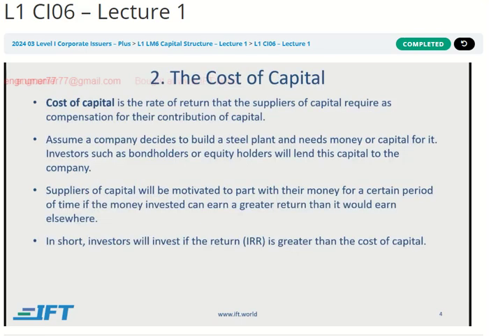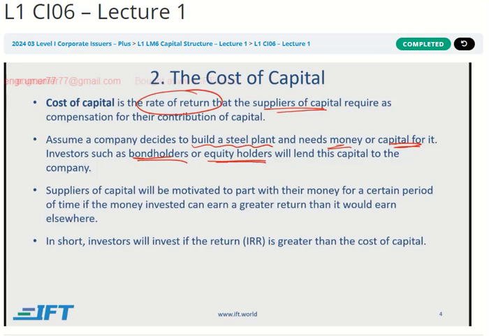Now, what is cost of capital? Cost of capital is the rate of return that the suppliers or the providers of capital require as compensation for their contribution. So whatever capital investments you are doing, let's say you're building a steel plant, you need money for it, you need capital for it. Where are you going to get that capital? Well, you can get a bank loan, or you can issue some shares, you can issue some bonds, right?